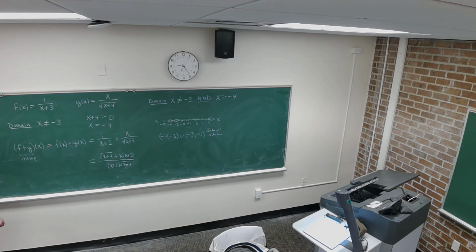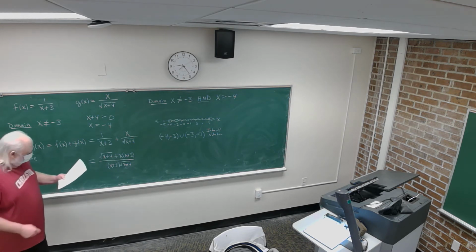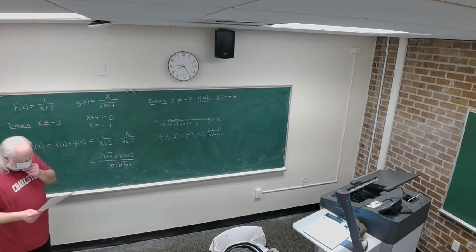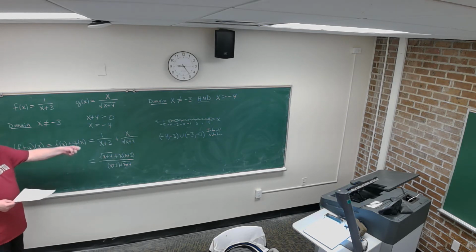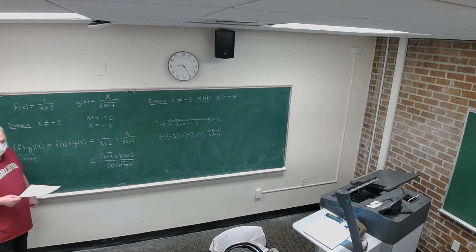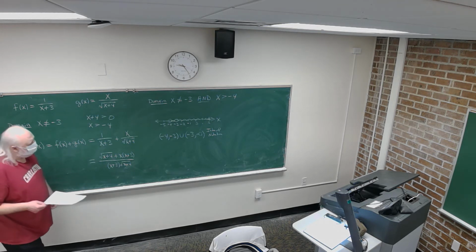Any questions on that? All right. In the next two, f minus g of x and f times g of x, they will have the same domain. So the next two cases will have the same domain.